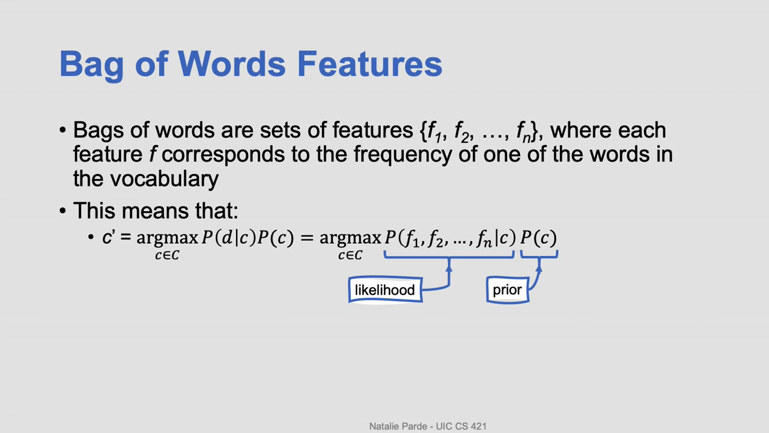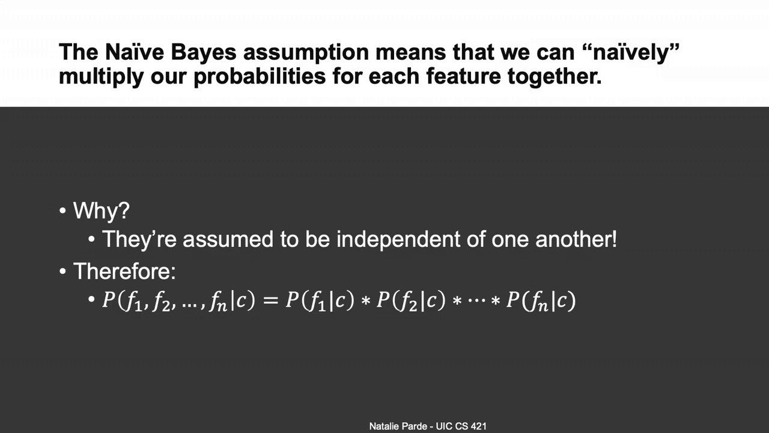More formally, if we were to take a bag of words representation for a vocabulary of size n, represented as the set of independent features f1 through fn, and substitute it into our Naïve Bayes equation, we would end up having the probability of that set of features given the class times the probability of the class occurring in general. Since we're assuming that features are independent of one another, we're able to just multiply the probabilities for each individual feature together when deciding which class to predict.